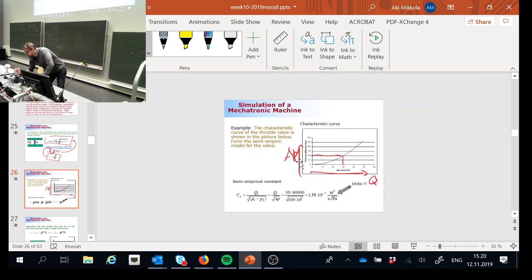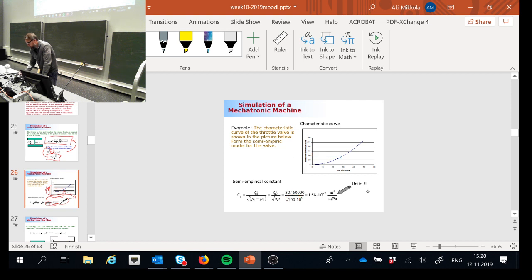Using that information, I can substitute 30 liters here, converting that to SI units, because liters per minute is not an SI unit. And then I can take my 100 bars and convert that to SI units as well. And once I do all this conversion, this is how my semi-empirical parameter looks like. Now, look at the units.